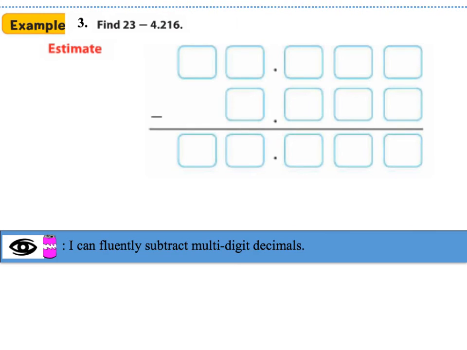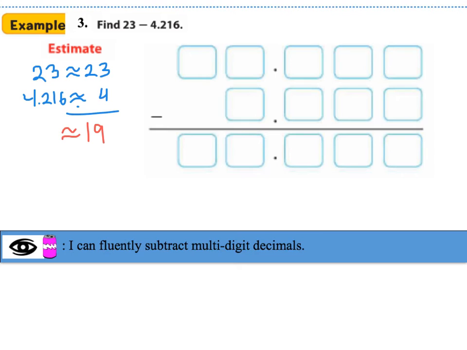For example 3, it says find 23 minus 4 and 216 thousandths. Once again, let's start by estimating. So 23 whole dollars will be close to 23 whole dollars. And then let's take 4 and 216 thousandths, and that is approximately close to, if we look at that as money, $4.21, close to $4. So if I subtract that, 23 minus 4 gets 19. So my answer is not going to be equal to 19, it's going to be close to 19.